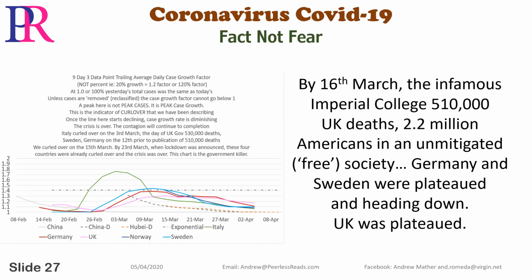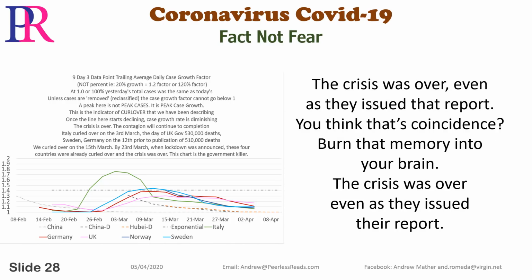By 16th March, the infamous Imperial College 510,000 UK deaths, 2.2 million Americans in an unmitigated free society, Germany and Sweden were plateaued and heading down. UK was plateaued. The crisis was over even as they issued that report. You think that's coincidence? Burn that memory into your brain. The crisis was over even as they issued their report.